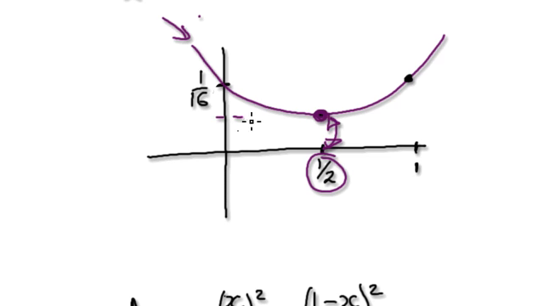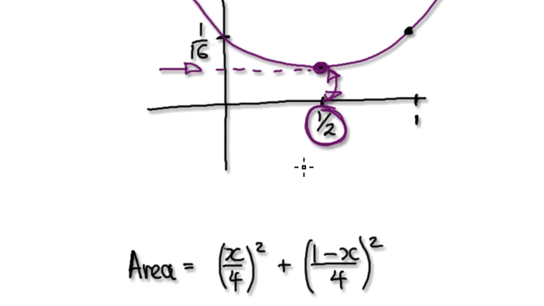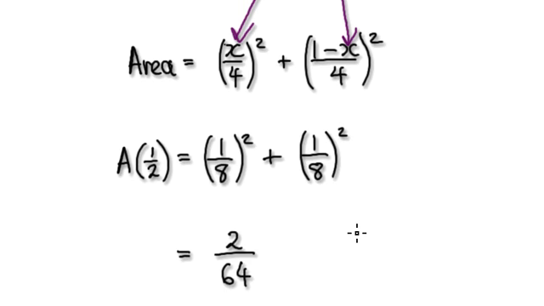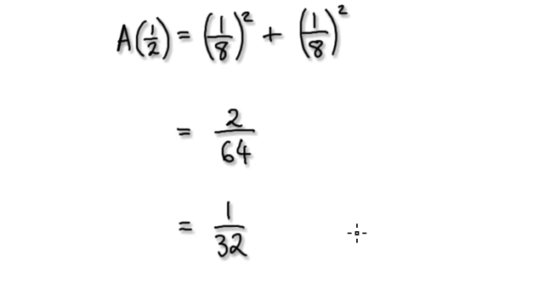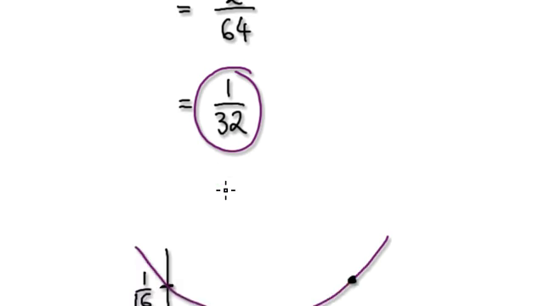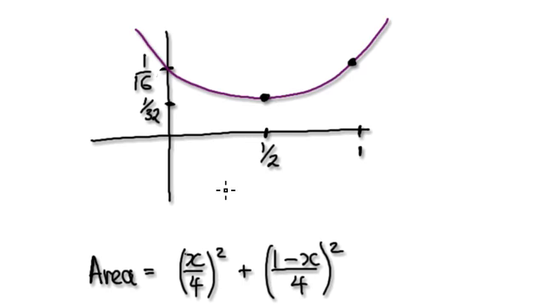What is this value here? Let's put a half into here, and then into here. That would give us 1 over 32. So what that means is that our graph looks like this. When x is a half, the value here will be 1 over 32.